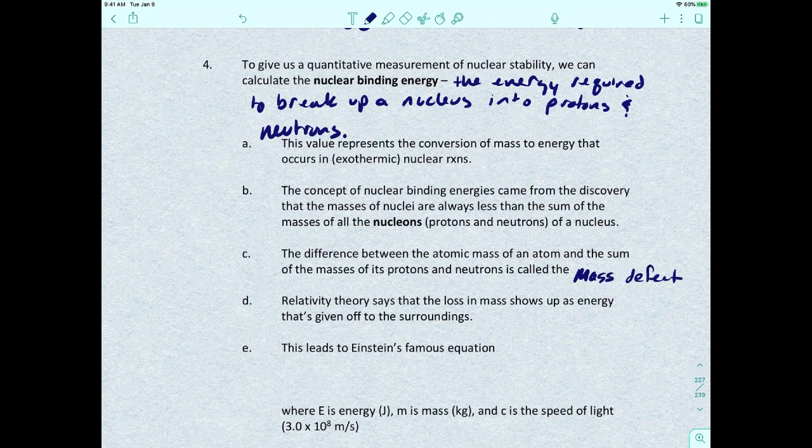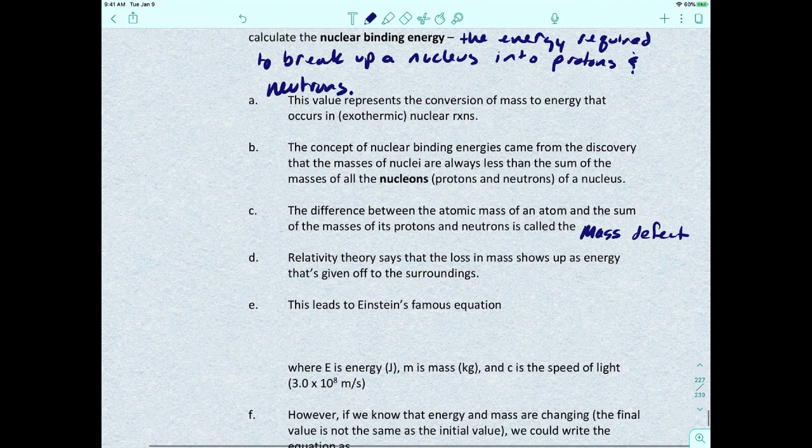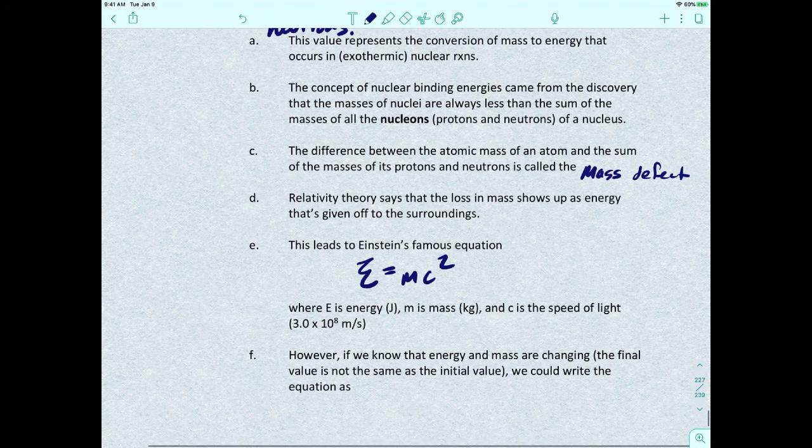Now, relativity theory says that the loss in mass between the two shows up as energy that's being given off to the surroundings. And this led to Einstein's really famous equation that says that energy is equal to E equals mc squared, where E is the energy measured in joules, m is mass measured in kilograms, and c is the speed of light squared.